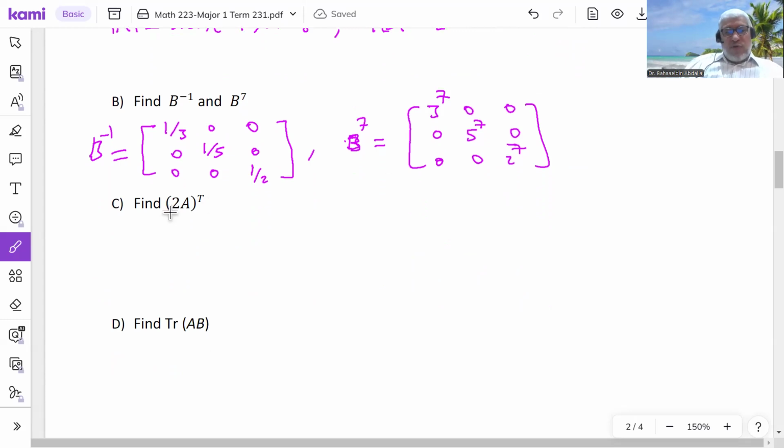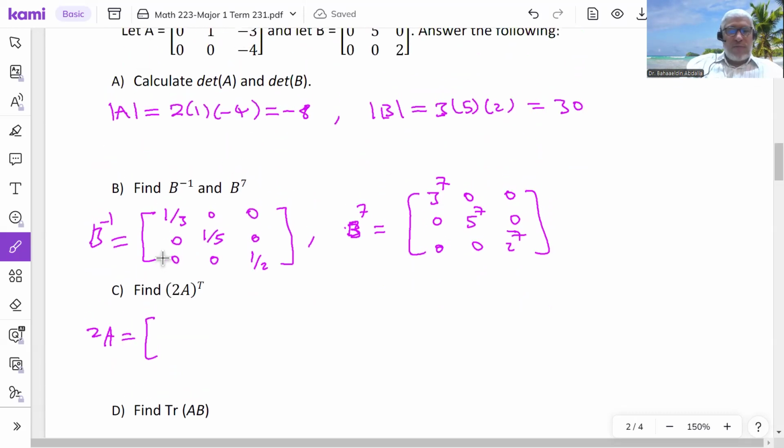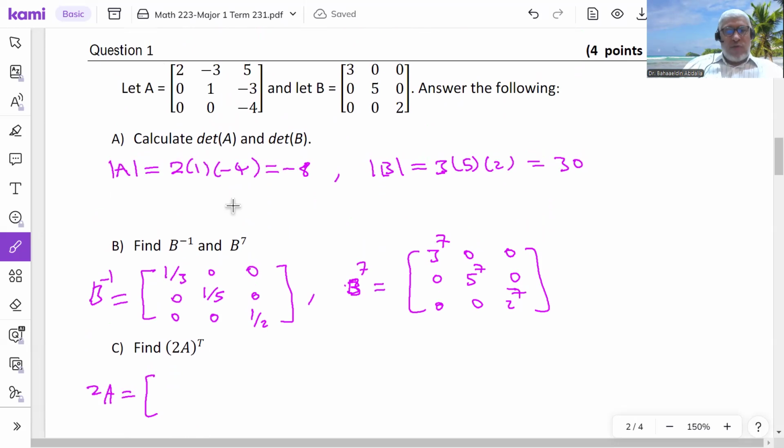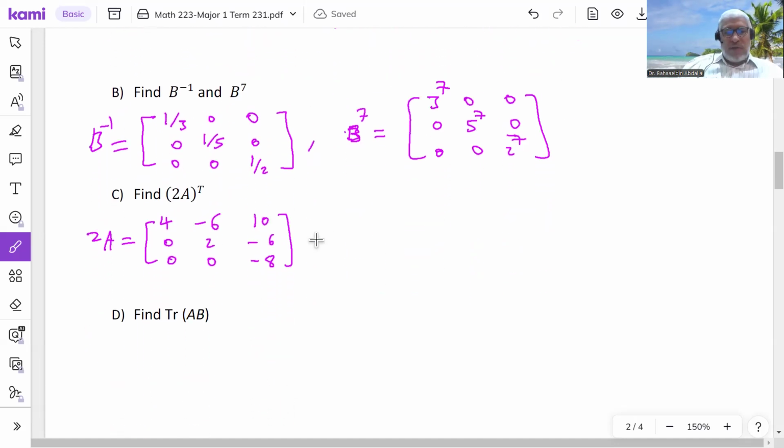The transpose of 2A. Let us first find the matrix 2A. We need to multiply each number in A by 2. So 4, -6, 10, 0, 2, -6, 0, 0, -8. And then we find the transpose of 2A. Transpose means writing the rows as columns. So 4, -6, 10 is the first row in 2A.